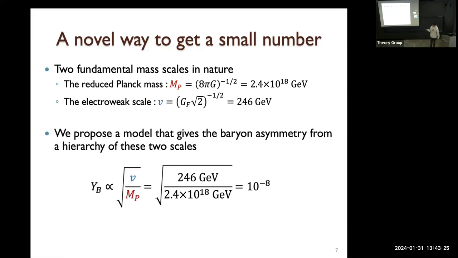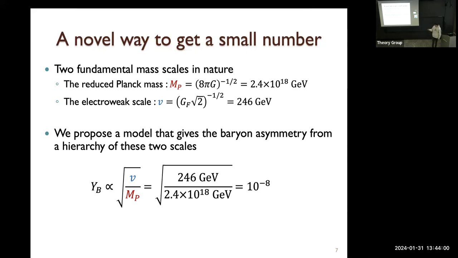So in our model, we propose the baryon asymmetry is from this hierarchy of these two scales. So Y_B for our model is proportional to the square root of the electroweak scale divided by M Planck. The electroweak scale is 200 GeV, M Planck is 10 to the 18 GeV, and this is 10 to the minus 16. With square root, this is 10 to the minus 8. In our model, this is the dominant source of the baryon asymmetry.